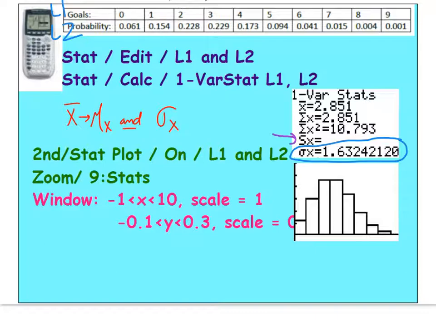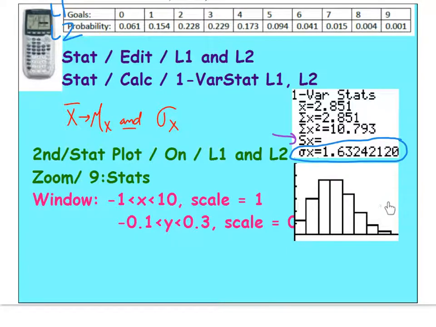Now I did adjust my window, so I went into the window button and I changed it to go from -1 to 10, and I wanted it to count by ones, so it'll actually put them in the correct bins. And then if you want, you can adjust the Y scale. The highest probability I said was 0.3, which we're going to see somewhere within this range. It's not going to exceed 0.3. And you actually get a nice looking probability distribution.